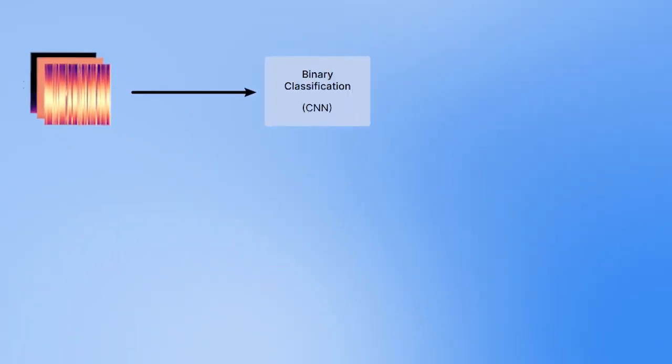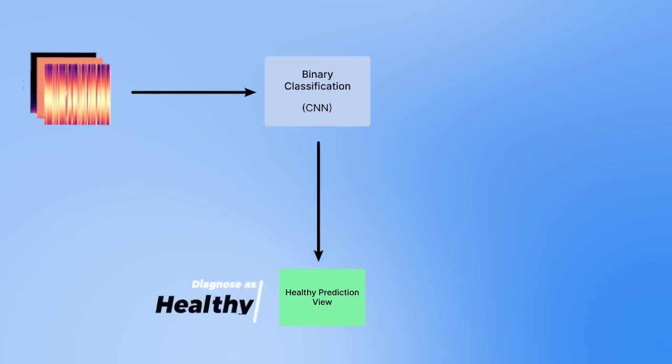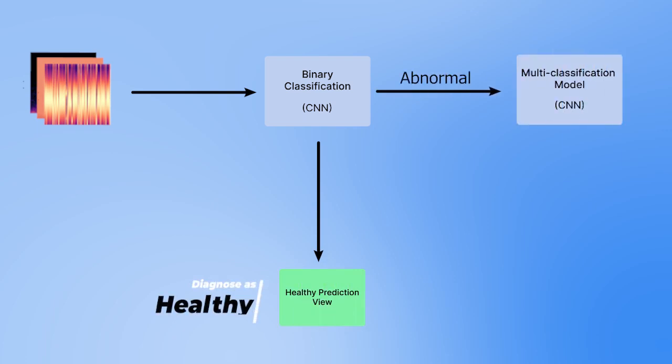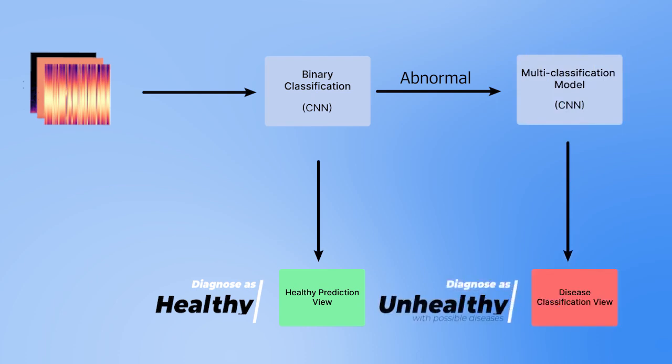Classification is done in 2 phases. First, there is the binary classification model, which detects whether the patient is healthy or abnormal, enabling early exit for healthy lung sounds. If the lung sound is an abnormal one, then it will go to the second classification model, which identifies the disease out of 9 respiratory diseases.